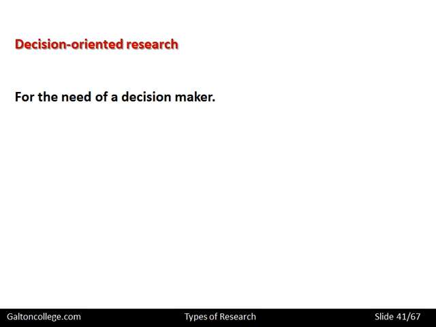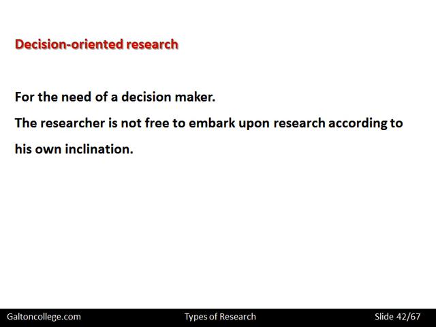Decision-orientated research, well, it's for the decision maker. It's aimed at the decision maker, and it's a very important function of research to help the decision maker be aware of all of the factors that should be taken into account when making decisions, and help the decision maker make effective decisions. The researcher is not free to embark upon research according to his or her own inclination. The researcher follows what is required by the decision maker.